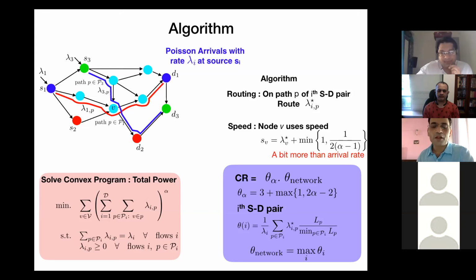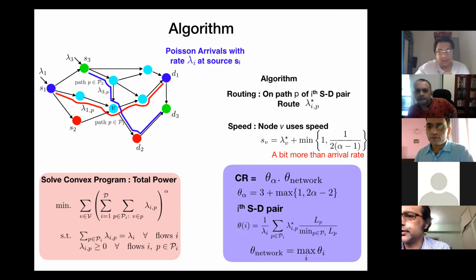So we can't give a universal answer for any network, but the interesting part is that you solve this convex program and you get an answer for yourself. That's the good part about this competitive ratio. A more general answer would be one independent of the network, but that is for the moment not available. Okay.